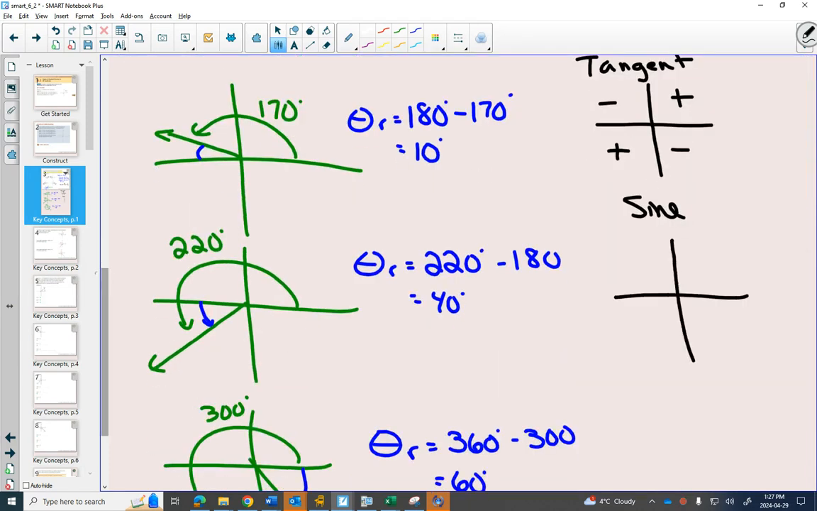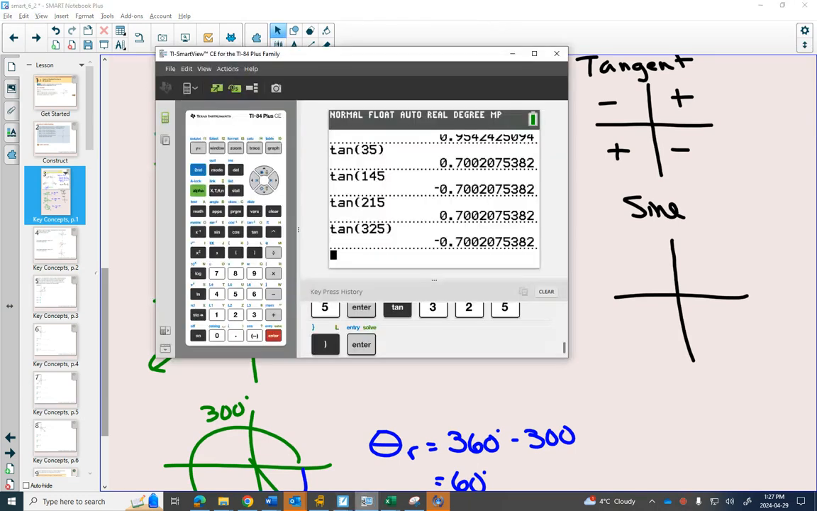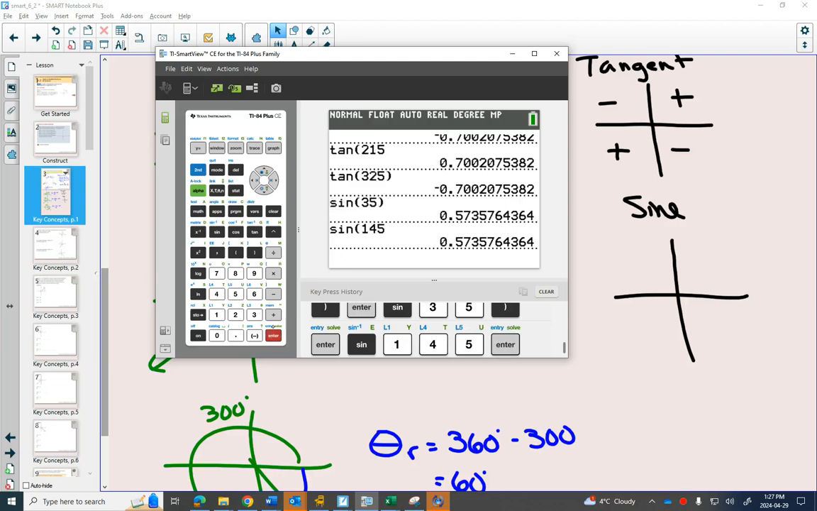We're going to look at all 4 quadrants. We'll do the 35 degrees. If I would do sine of 35 degrees, I get 0.57. If I do sine of 145 degrees, I get positive. Maybe sine is always positive. I'll try sine of 215. Oh, that one's negative. And sine of 325.